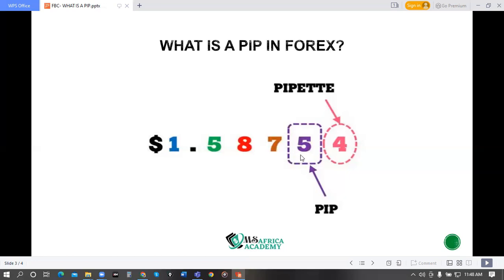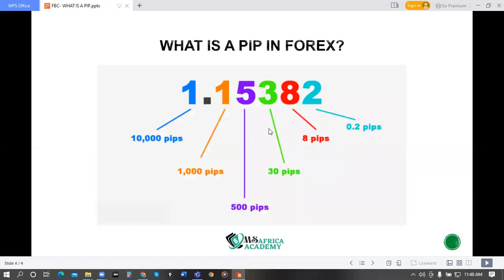Now let's better understand it by looking at a pip map. All right. So look at this. What do we have here? The last value is the pipette, as we said, and it could also be called a fractional pip. So in this case, this is 0.2 pip. This one is 8 pip. This is 3 pip. So it's like saying we have units, tens, 100, 1,000, and tens of thousands, if you still remember your mathematics in school. So from this unit value is where we start calculating PIP from.